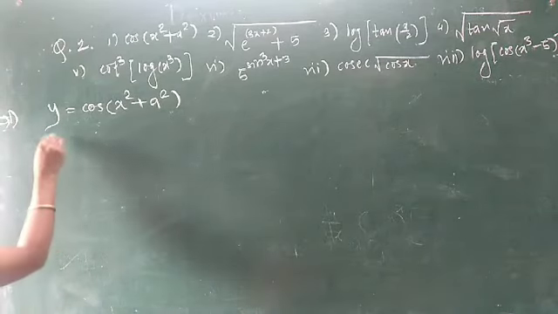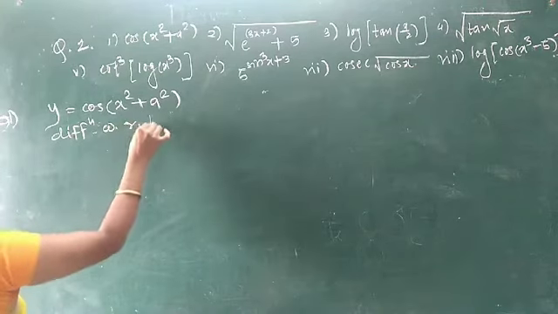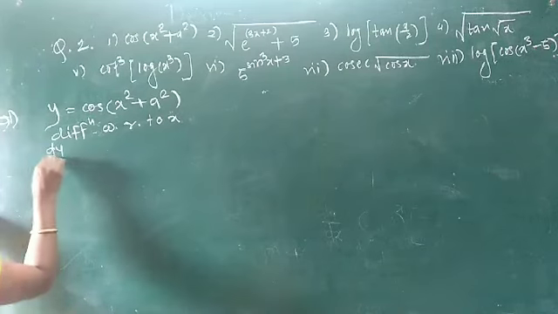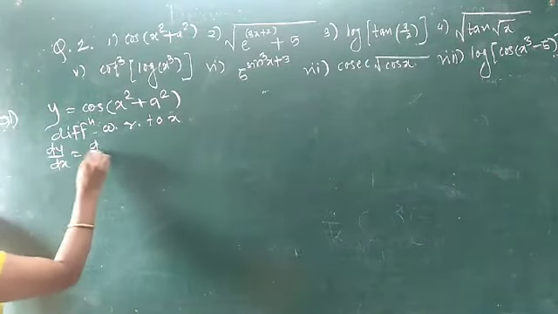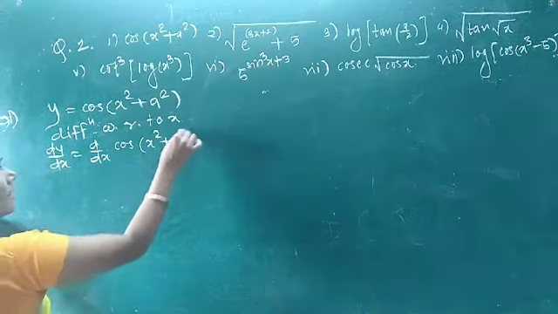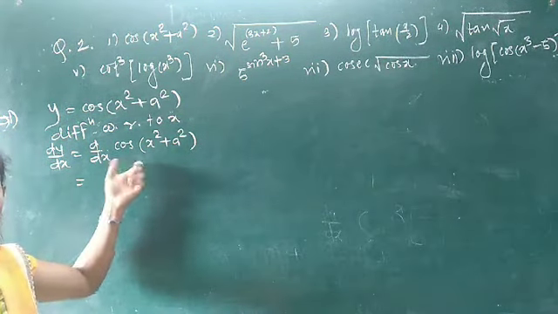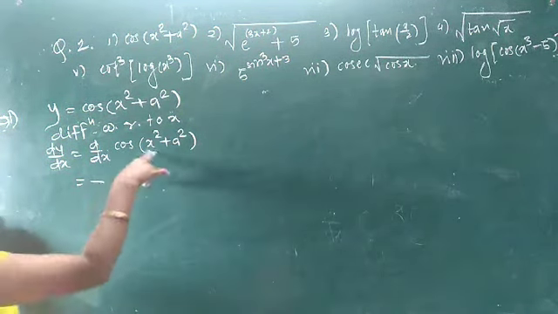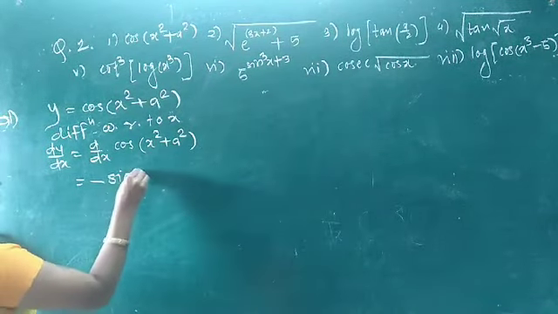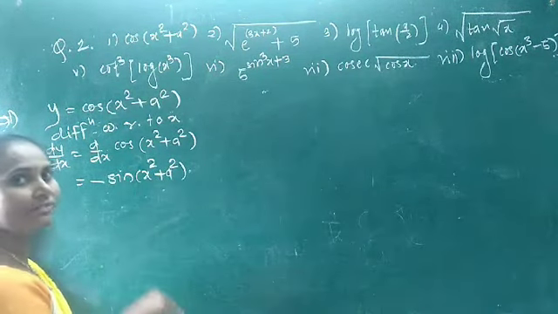So differentiate with respect to x. What is the derivative of y? dy upon dx is equal to the derivative of cos of x square plus a square. What is the derivative of cos f of x? That is minus sin f of x. So instead of f of x we take x square plus a square: minus sin of x square plus a square, and multiply by the derivative of the function.